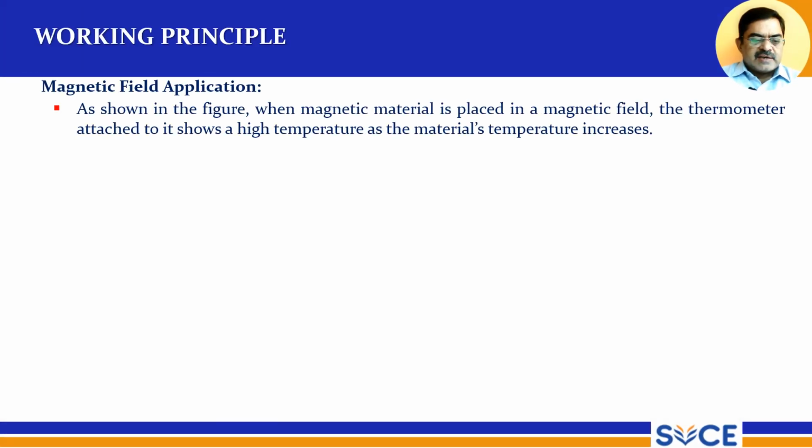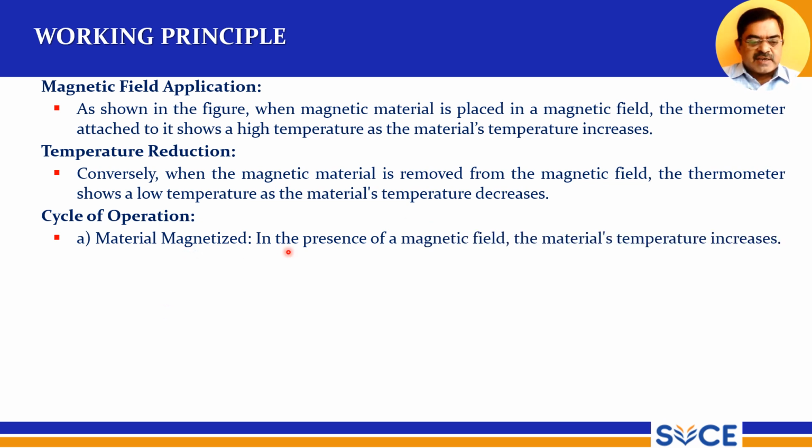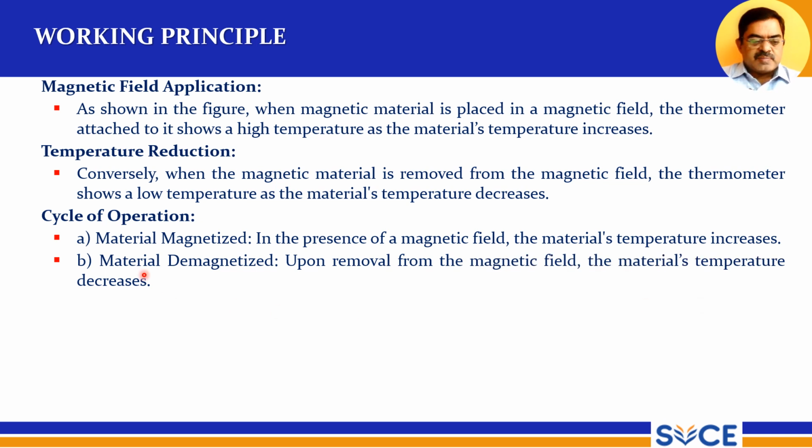Here is the magnetic field application, as shown in the figure. When magnetic material is placed in a magnetic field, the thermometer attached to it shows a high temperature as the material temperature increases. Conversely, when the magnetic material is removed from the magnetic field, the thermometer shows a low temperature as the material temperature decreases. In the cycle of operation, when the material is magnetized in the presence of a magnetic field, its temperature increases, and when demagnetized upon removal from the magnetic field, its temperature decreases.